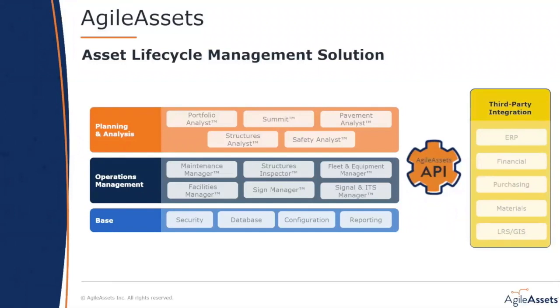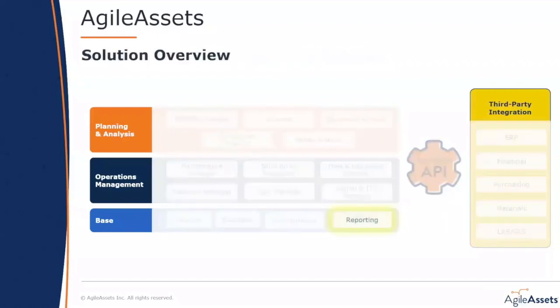And at the bottom of this graphic, you'll see the base functions that are included in all of our deployments. So these foundational items include a unified database that goes across all modules. It supports user management and security, configuration options to tweak the software to a unique need. On the right side, tied in with the base level modules is our API that allows for easy integration with third-party applications. And of course, the reason we're here today are reporting functions.